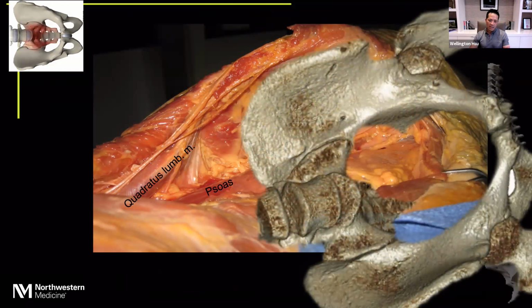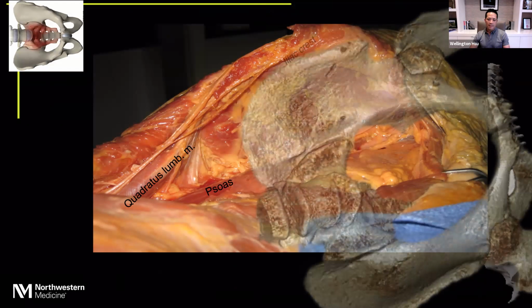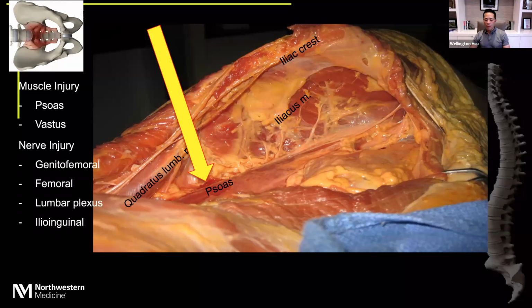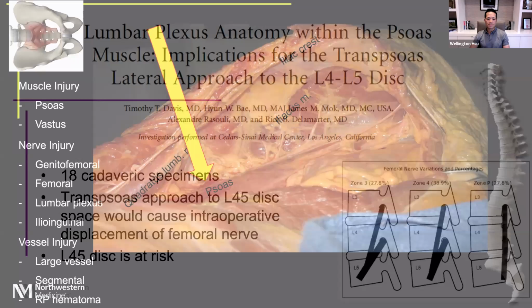The psoas overlies the disc space. The genitofemoral nerve sits along that psoas. We can't even see the plexus, so we need to monitor it. The ilioinguinal nerve and femoral nerve can also come into play. And if you aren't careful with your preoperative planning, the large vessels can come in the way. A segmental vessel can come in the way if you're overlying the vertebral body and not overlying the disc space. And then one can get a retroperitoneal hematoma.